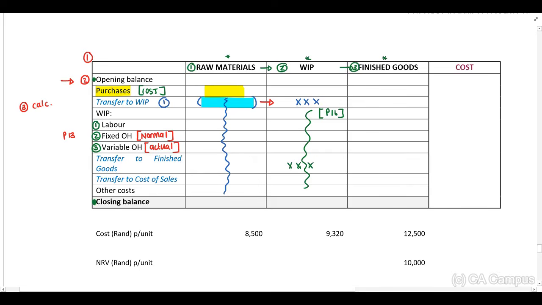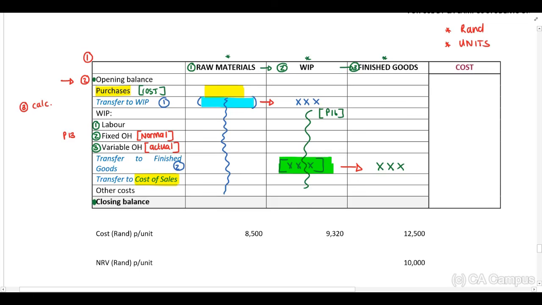And guys, important, please do not get confused between working with rand values and units or kilograms and so forth. Now guys, you've calculated the amount that can be transferred to your finished goods. Now you are able to calculate the amount that can be transferred to cost of sales. Guys, this is an important one.